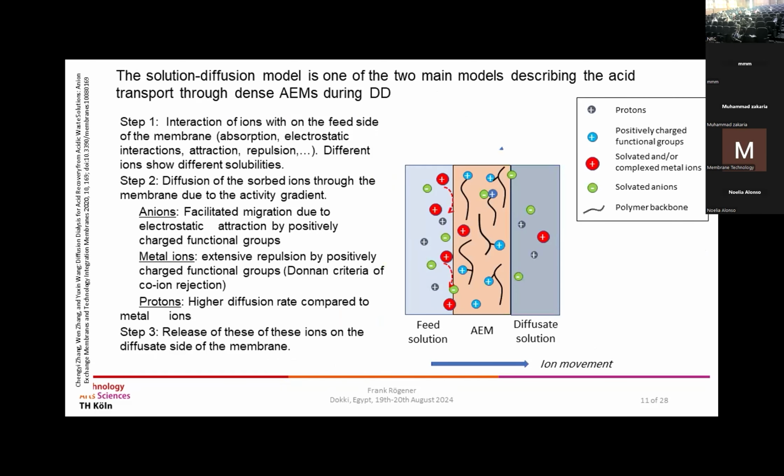Well, there are at least two main ideas how the transport through these membranes works. The first one is more or less an absorption-diffusion process. At first the respective material has to be absorbed by the membrane and then is transported by diffusion through the membrane, and on the other side it's released again. This is a very simple model that does not take into account the presence of charged ions within the membrane.